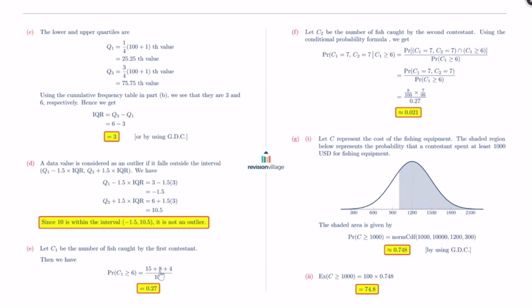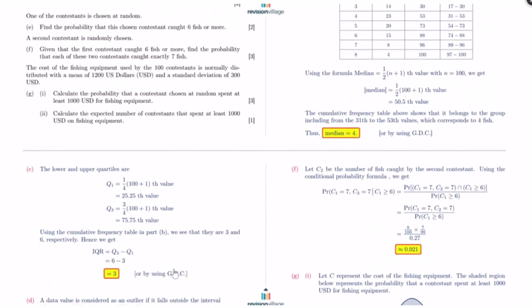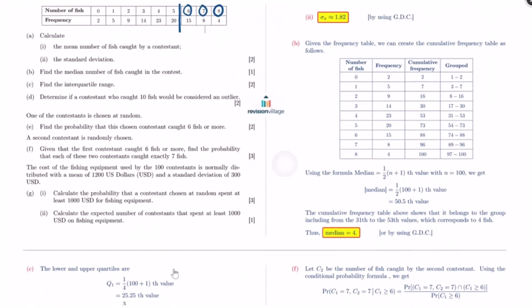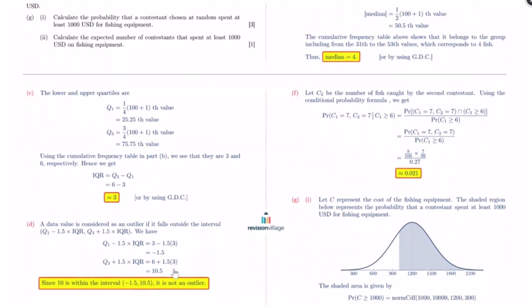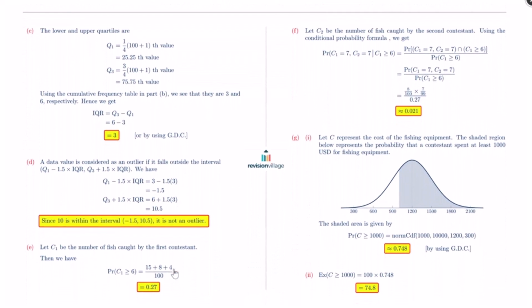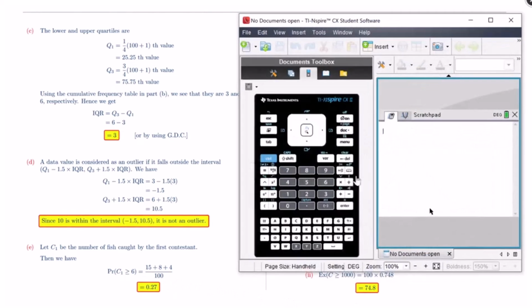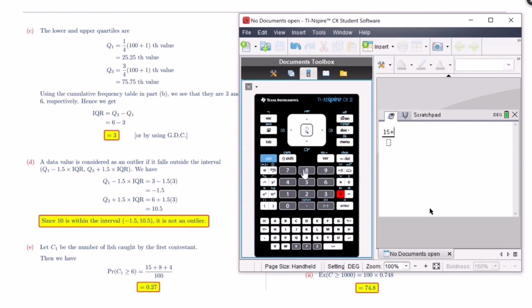caught 6, the 8 people that caught 7, and the 4 people that caught 8, I think it is. Let's just check that. Yes, 8. All divided by the total number of contestants, which is 100, and let's just check that in the calculator. So let's set up a fraction. It is 15 plus 8 plus 4, all divided by 100, and that is 27 on 100, which is 0.27.